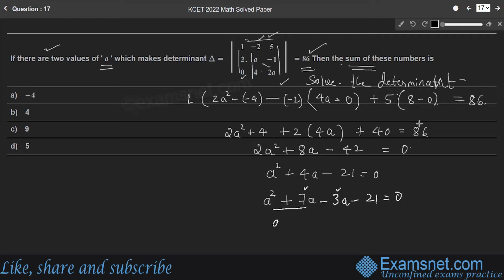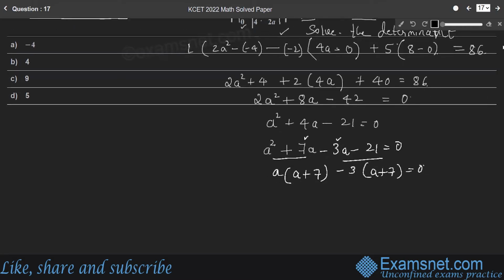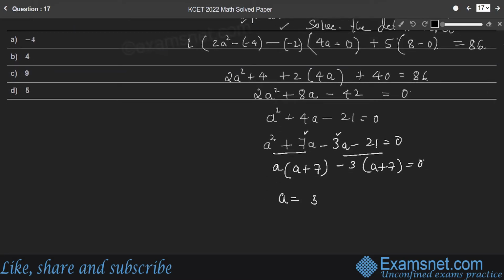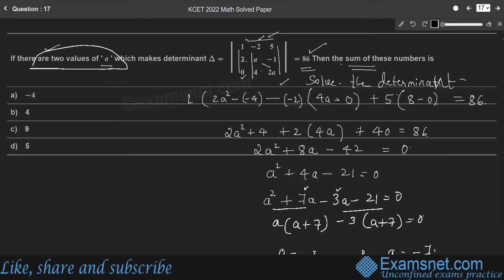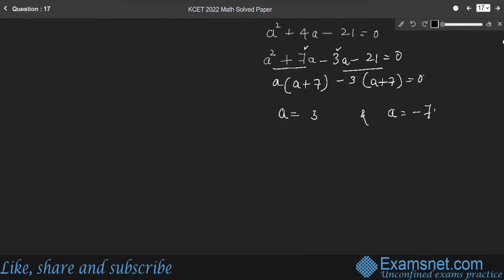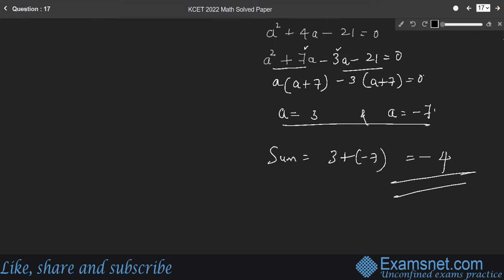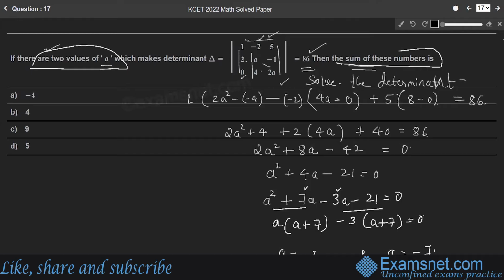So take the first two terms where a is common. So a plus 7; minus 3 is common in the last two terms, and the remaining term becomes a plus 7 is equal to 0. It is given that there are two values of a. What are the two values of a? So a is equal to 3 because a minus 3 is 0, and a is equal to minus 7, right? And the question is the sum of these numbers. The sum becomes 3 plus minus 7, which is minus 4. Therefore, option A is the right answer.